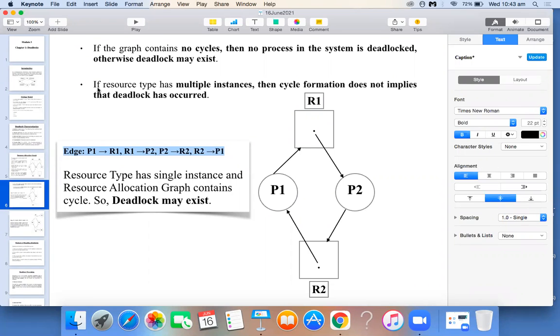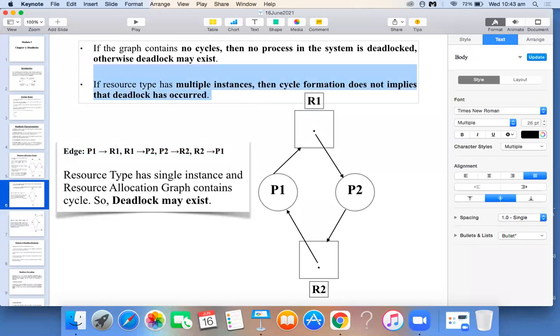Now observe the second point in the slide. What does the second point say? If the resource type has multiple instances, even though we get a cycle in the graph, then deadlock has not occurred. That's what that indicates. With multiple instances, even if there is any cycle formation, there are chances that one process may release the resource after some time.